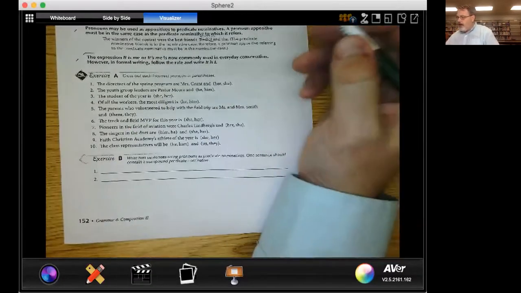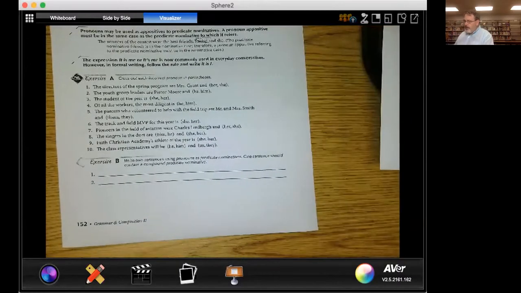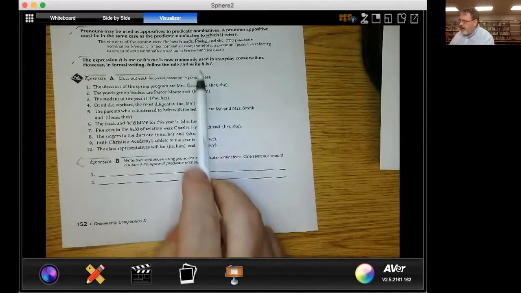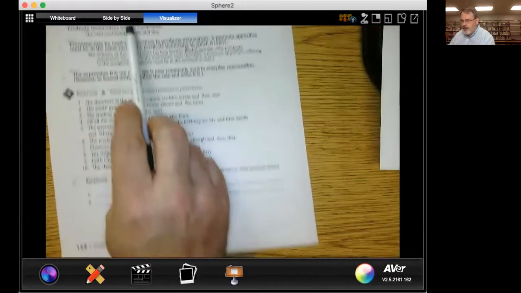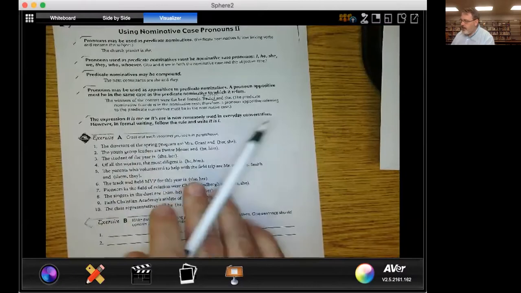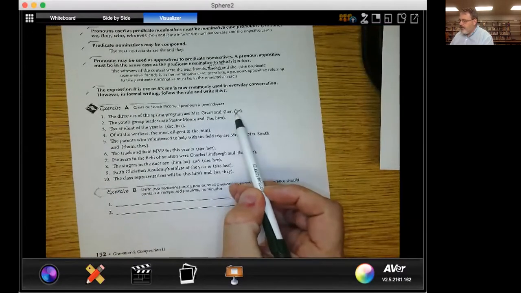So we're talking about pronouns being used as predicate nominatives. Predicate nominatives, if you recall, are the nouns that follow a linking verb, and in this case the pronoun is actually a noun. We also have the idea of compound predicate nominatives, which is two predicate nominatives in a row. This first question has two predicate nominatives, one of them being a pronoun.